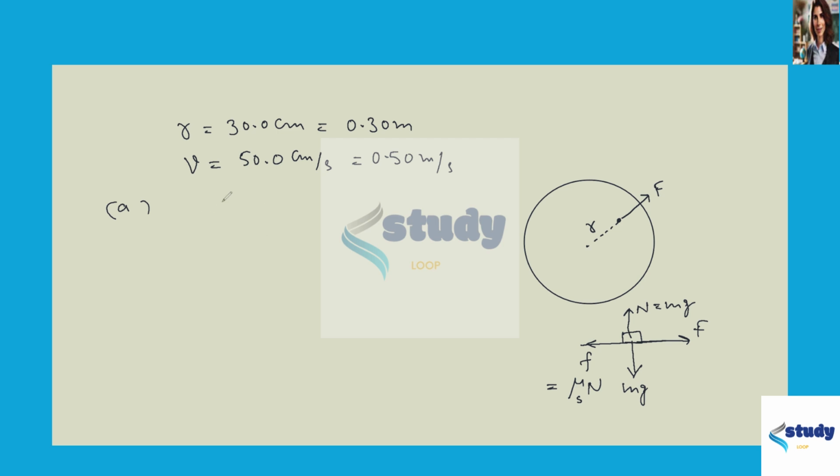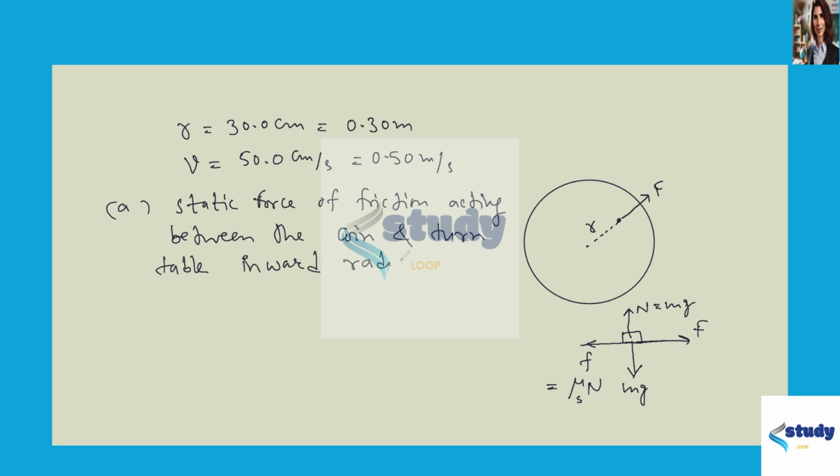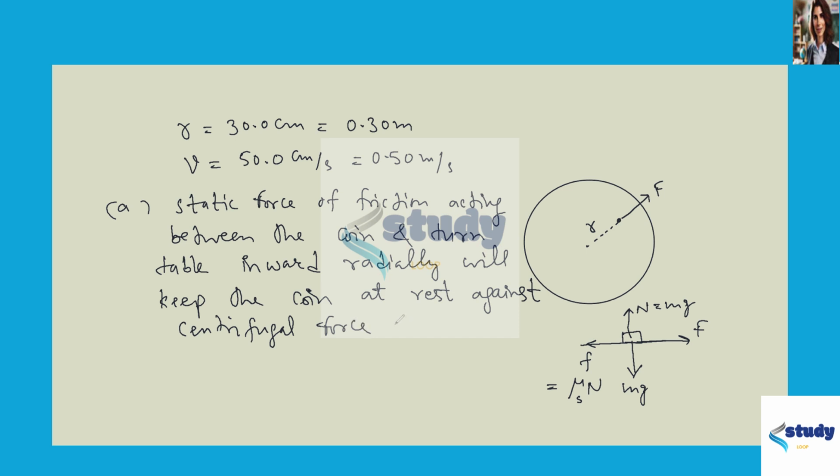So the answer for the first part is: static force of friction acting between the coin and turntable radially inward will keep the coin at rest against centrifugal force, which is radially outward.